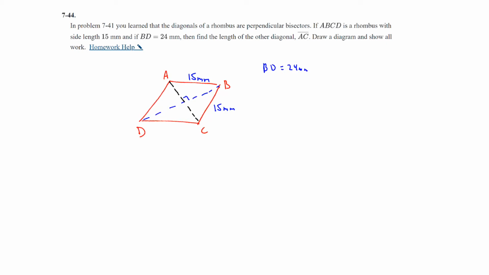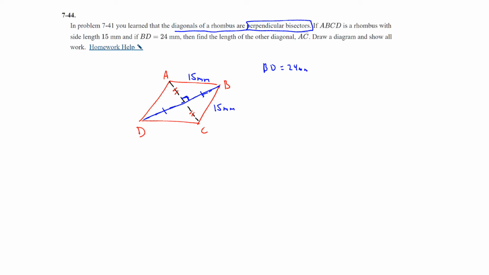We got rhombus ABCD with side lengths 15 millimeters on each side. BD is the diagonal of one part of the rhombus, which is 24. But the other thing is making sure that you remember that the diagonals of the rhombus are perpendicular bisectors. That tells us two things. They're perpendicular, so I put in the right angle here. But they're bisectors, which means that this side length here is equal to this one. It bisects it into two congruent parts. Same thing over here. These two are also congruent.